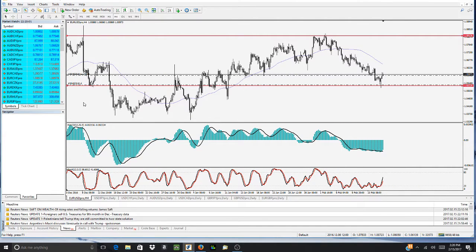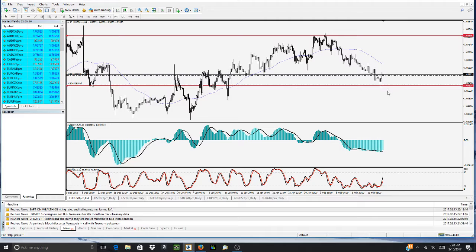Right now, I'm actually buying the Euro USD. Right here is where I bought it. Let's see. Right here, this is where my stop loss is, and this is where I'm buying. I expect this to go up right here in this direction, upward.